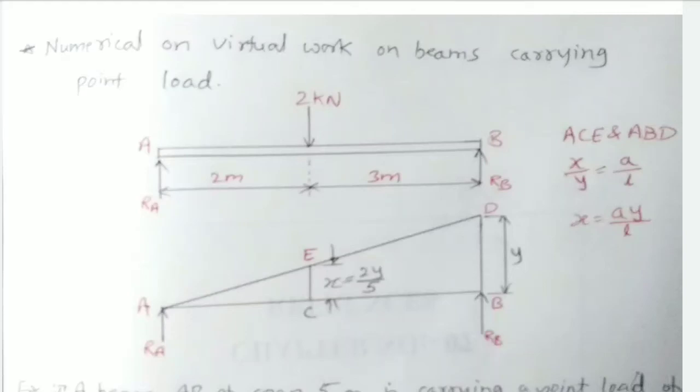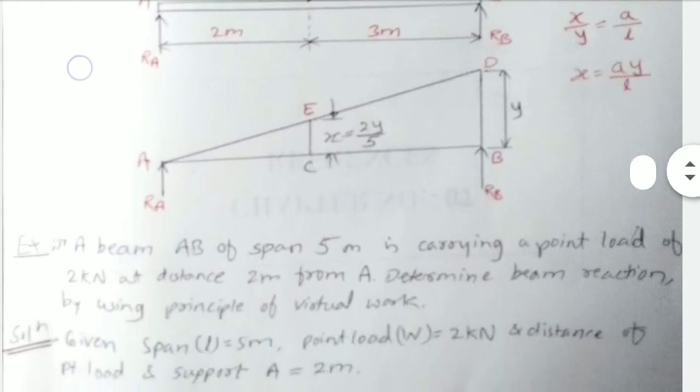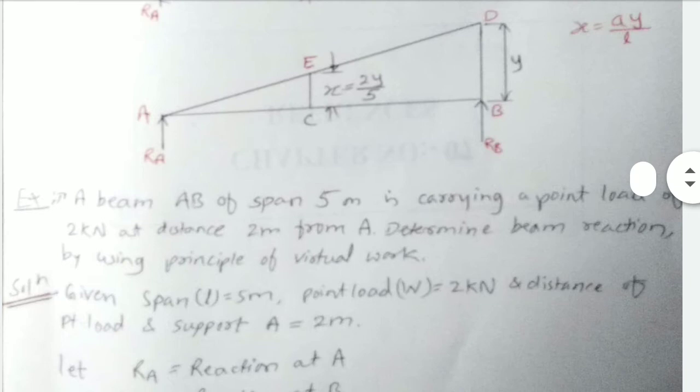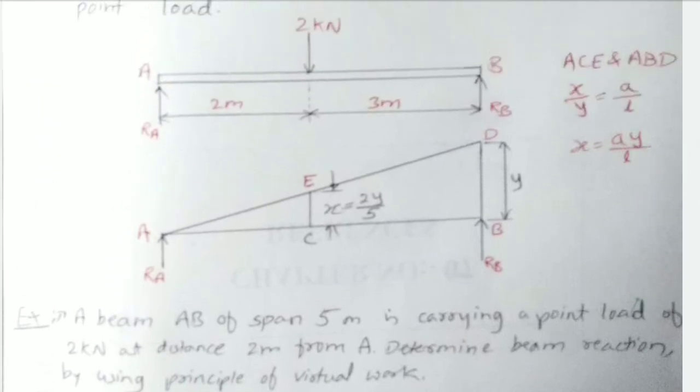Hello friends, today we will study the numerical on virtual work, that is, on beams carrying a point load. Here is the figure simplifying the numerical. We will read out a beam AB of span 5 meters, with a total length of 5 meters, carrying a point load of 2 kilonewton at a distance of 2 meters from the point A.